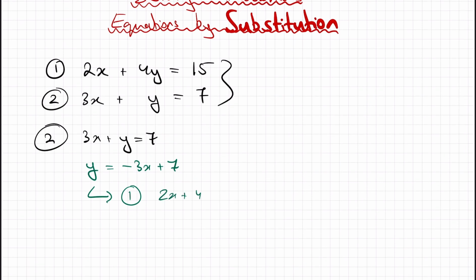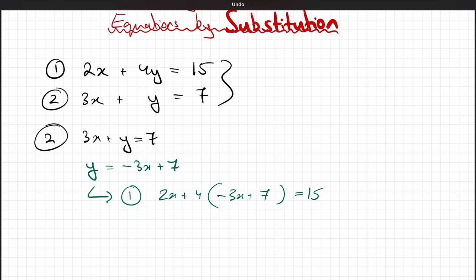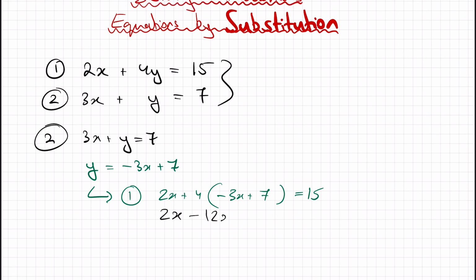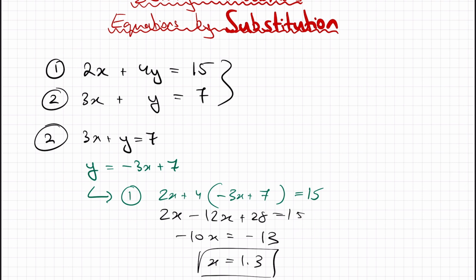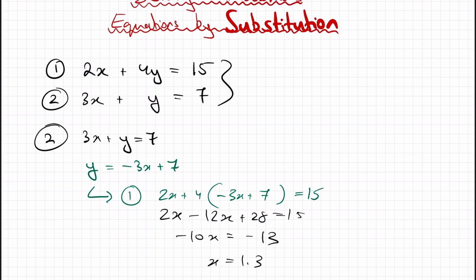2x plus 4 times y, but we know y is minus 3x plus 7, so let's write that in, equals 15. And from here you can see this is just an equation in x, so we can go ahead and solve it rather quickly by just working that out. x is equal to 1.3. I think that's correct. Let me make sure there aren't any silly errors.